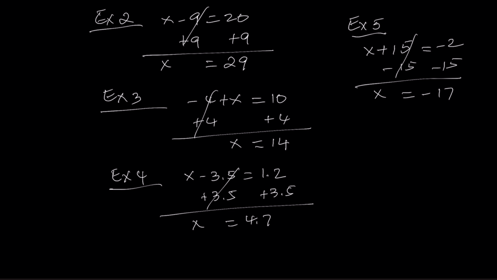Multiplication and division equations. Now let's move on to multiplication and division. If the variable is being multiplied, we divide. If it's being divided, we multiply. Example 6, 5x equals 25, divide both sides by 5. X equals 25 divided by 5, x equals 5.